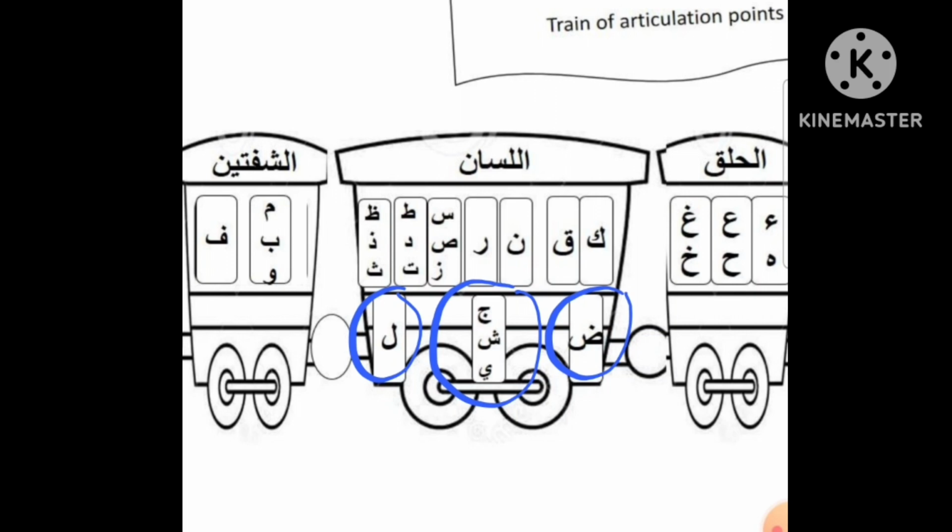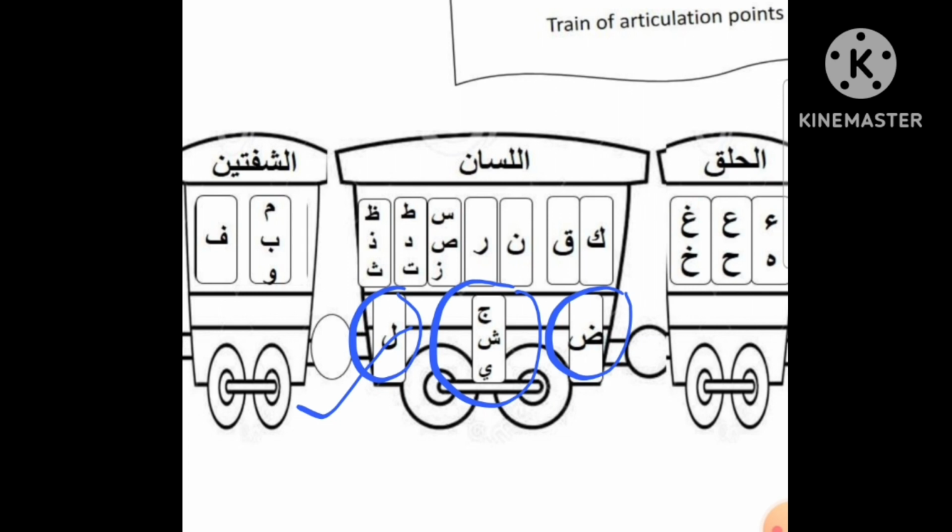So now let me tell you this letter. This is the letter lam. When you say al, the ruling to find out the articulation point, it is al. When you say al, you can see the tip of your tongue touches the inside palate of the upper two teeth. Where does it touch? It touches the inside palate, or you can say the inside gums of the upper two teeth. It is al. Okay?